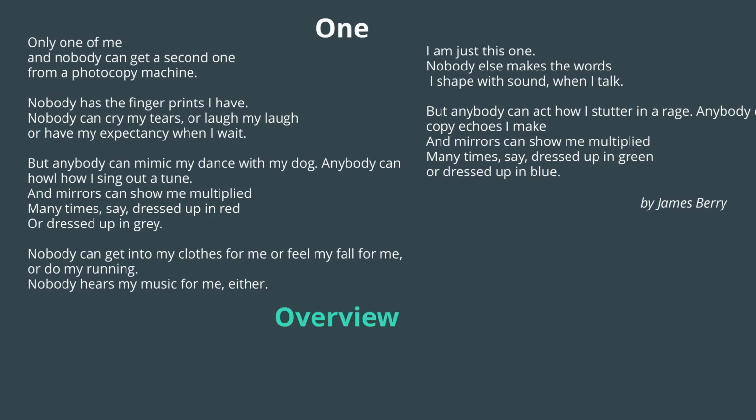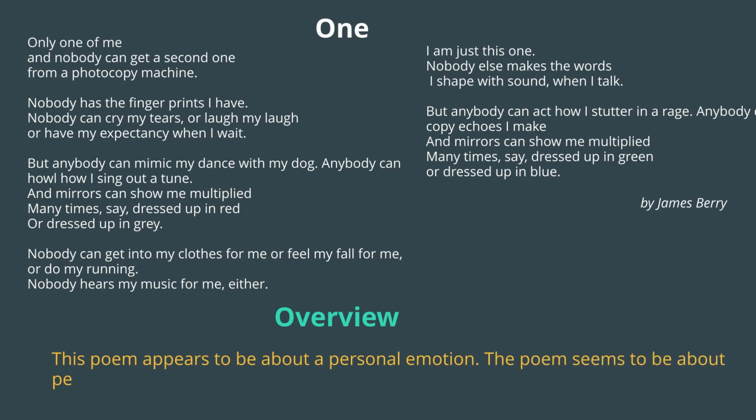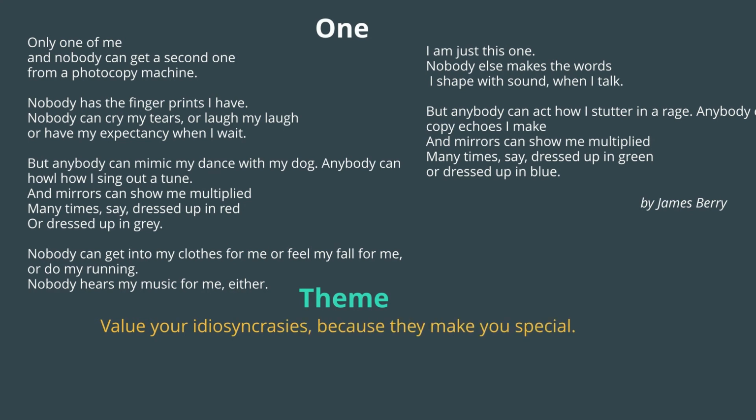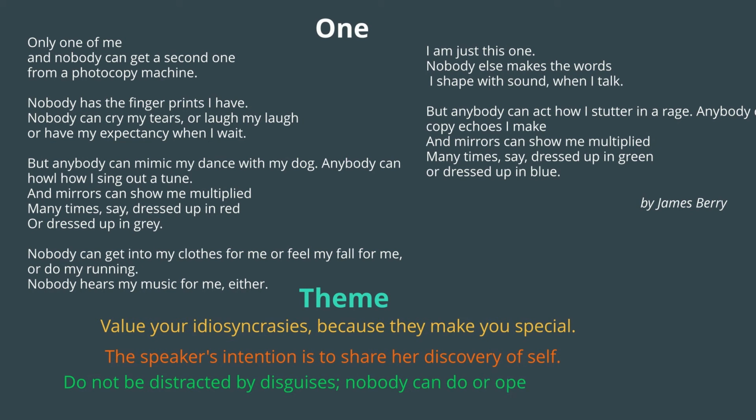For a short overview, this poem appears to be about a personal emotion. More directly, the poem seems to be about personal value. The message to readers can be: value your idiosyncrasies, or value your differences, because they make you special. It should be clear that the speaker's intention is to share her discovery of self. For Theme, the poet seems to be saying to readers, do not be distracted by disguises. Nobody can do or operate like you.